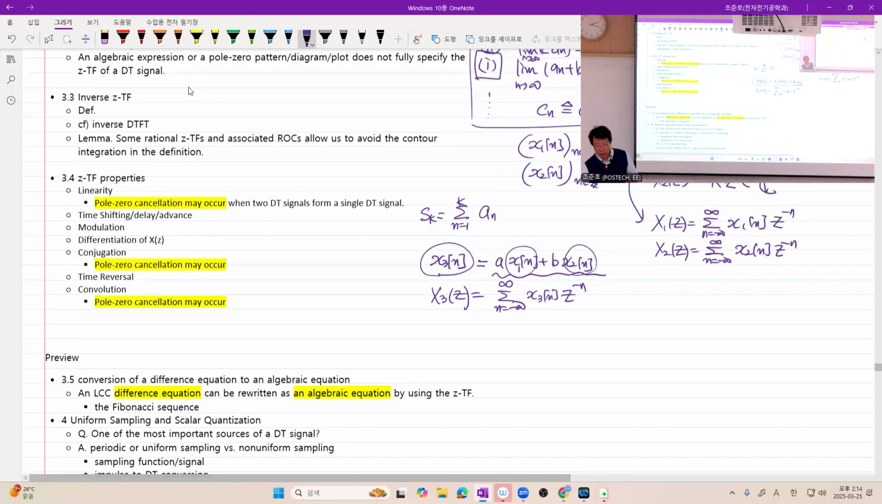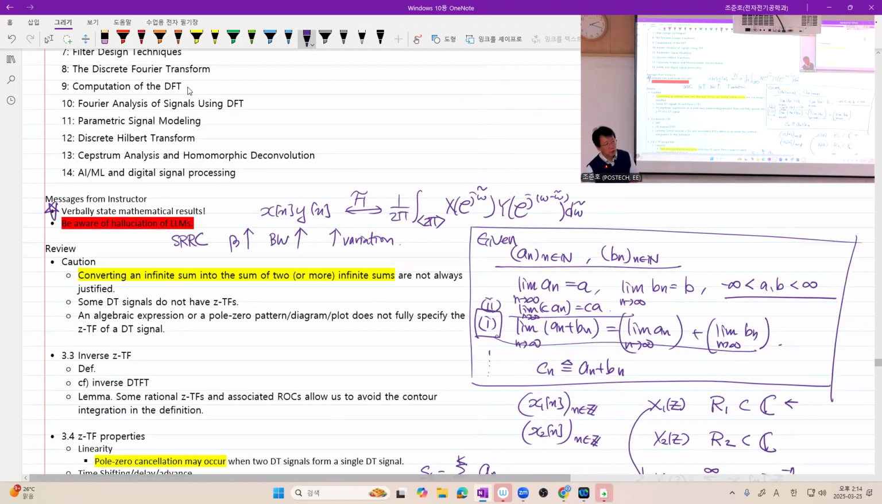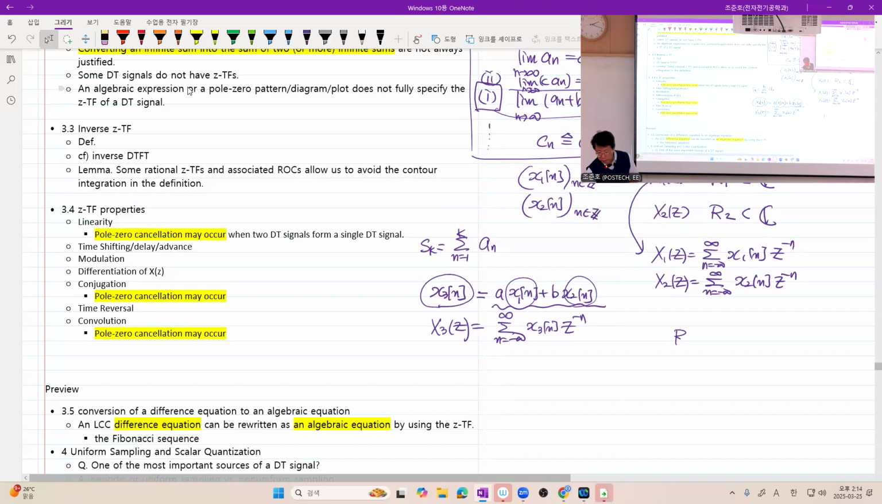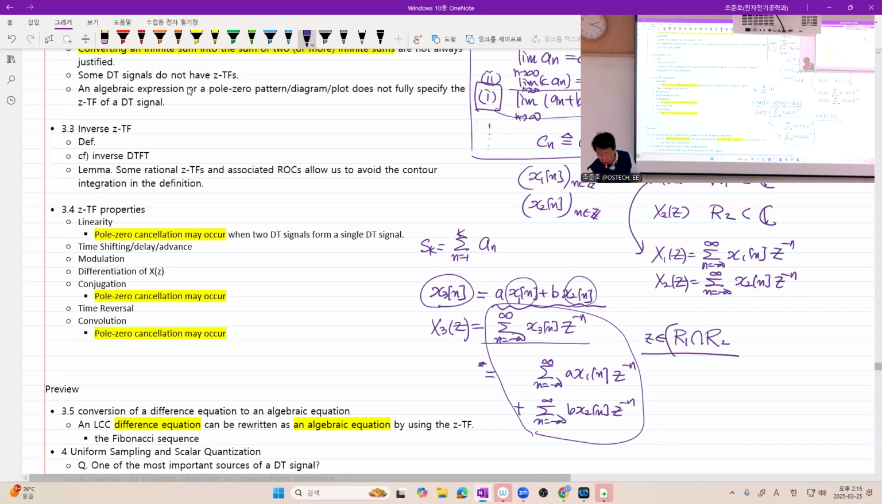However, we know from our theorem, this theorem, got it? On the intersection of the two regions of convergence, since this one converges and that one also converges, this must be equal to the summation of these two on this set. Got it? So it is guaranteed that on the intersection of two regions of convergence, your new discrete time signal, that is a linear combination of two sequences, two discrete signals, converges.